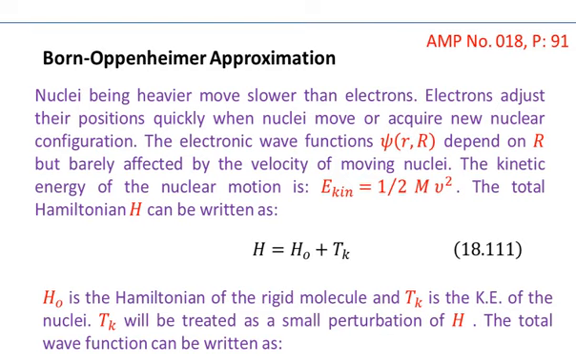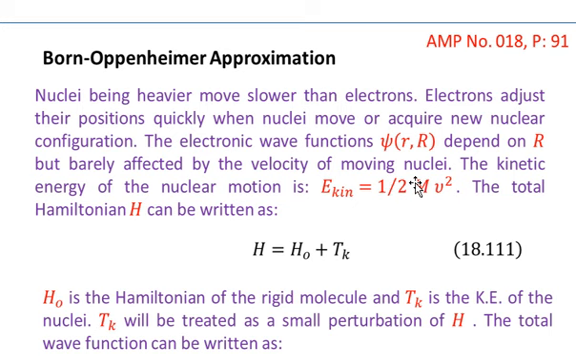Now let's talk about the Born-Oppenheimer approximation. Nuclei, being heavier, move slower than electrons. Electrons adjust their positions quickly when the nuclei move or acquire a new nuclear configuration. The electronic wave function, represented by psi of r comma capital R, depends on capital R, but is barely affected by the velocity of the moving nuclei.